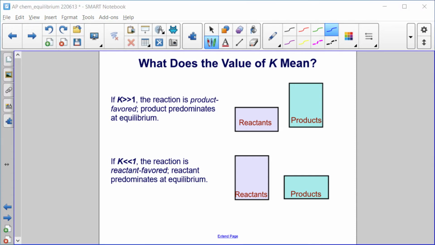And just as a reminder here, K is equal to the ratio of the concentration of products to reactants. So if the products are much, much larger, and we're dividing that by a smaller number, then we'll get a K that's much larger than 1. If, on the other hand, the reactants are much larger, we're dividing by a much larger number, we'll get a K that is much, much less than 1. So that's mathematically how this conceptually is working. Sometimes a reaction is reactant favored, and sometimes a reaction is product favored at equilibrium.